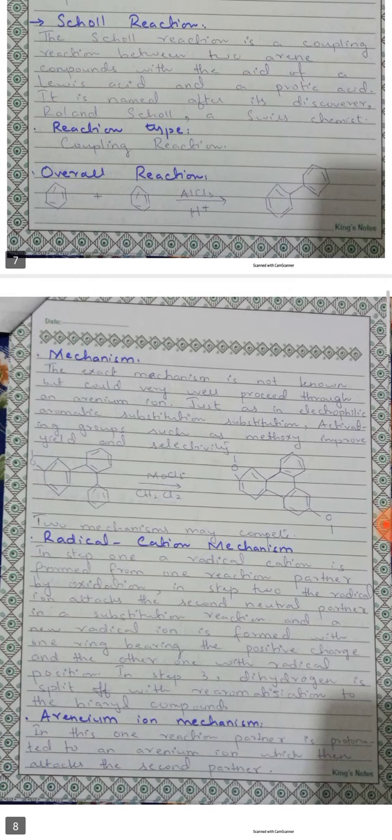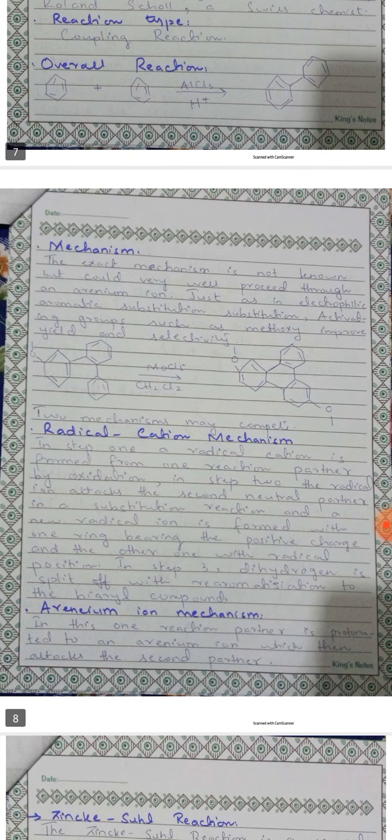Now talking about the mechanism, the exact mechanism is not known but could very well proceed through an arenium ion. Just as in electrophilic aromatic substitution, activating groups such as methoxy improve yield and selectivity. So two mechanisms are described for the coupling of two benzene rings. First is the radical cation mechanism and the second one is the arenium ion mechanism.